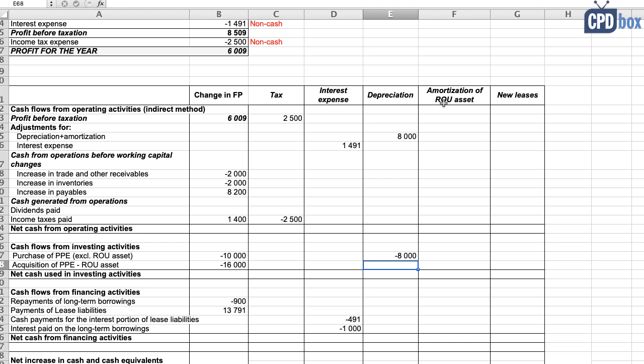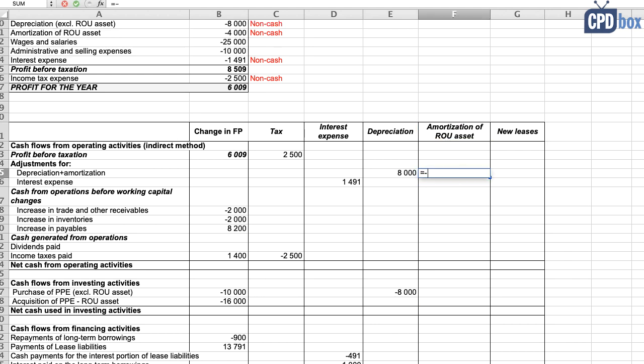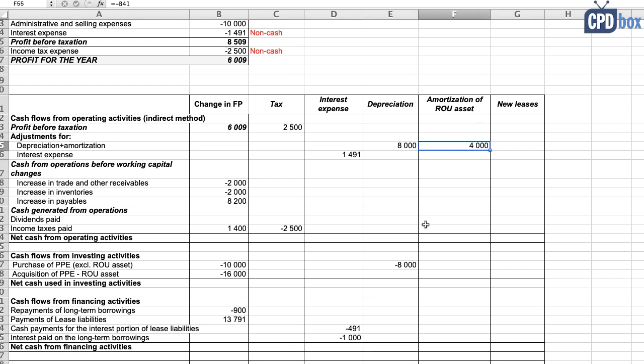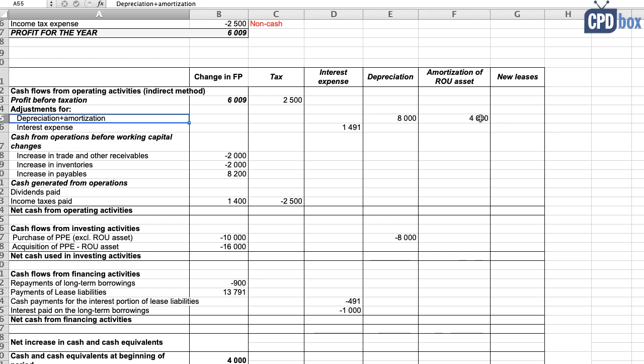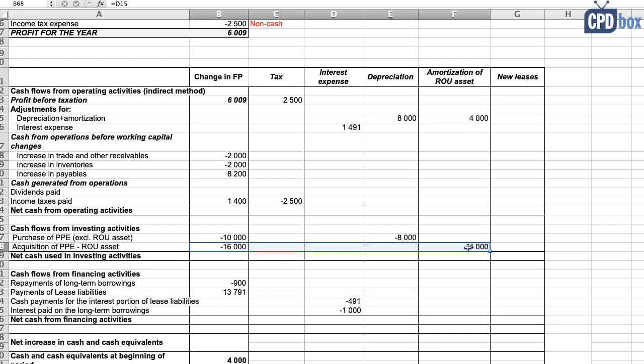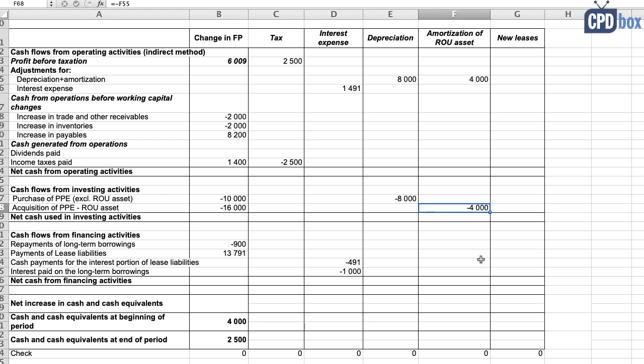Next, amortization of right-of-use asset. Again, this adjustment is of a very similar character as depreciation. So you need to add the amount of 4,000 currency units back in the adjustments for depreciation and amortization in the operating part. And then you deduct it in the same line in which you classify the change in right-of-use asset, acquisition of PPE, ROU asset.